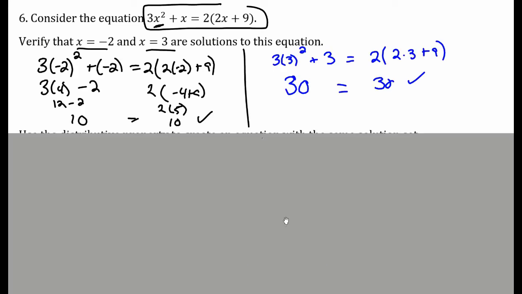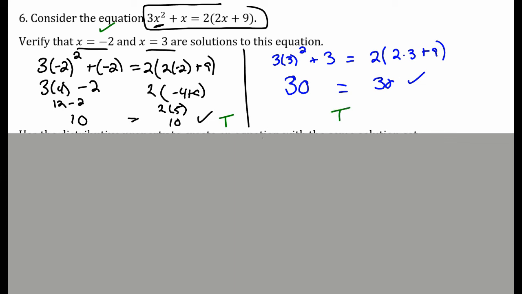So welcome back. While you were away, I also did some work. So I plugged in a negative 2. Everywhere I saw an x, I plugged in a negative 2 and got 10 equals 10. It works. It is a true statement. Whenever you get true statements, you know it is a solution. So negative 2 works. Then I plugged in a 3. And I got 30 equals 30. It is a true statement.